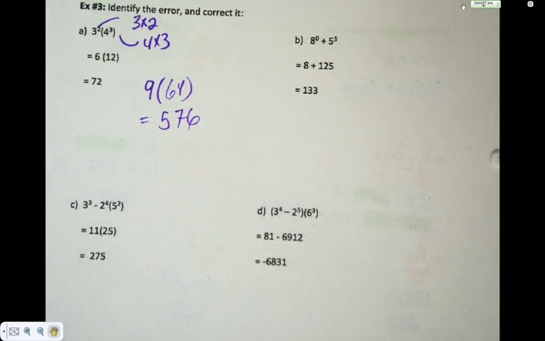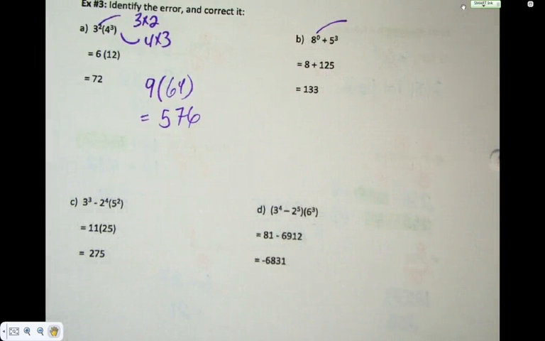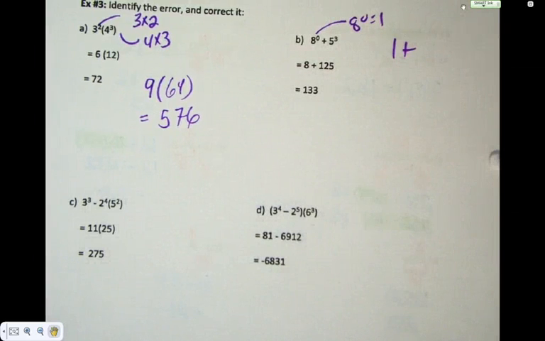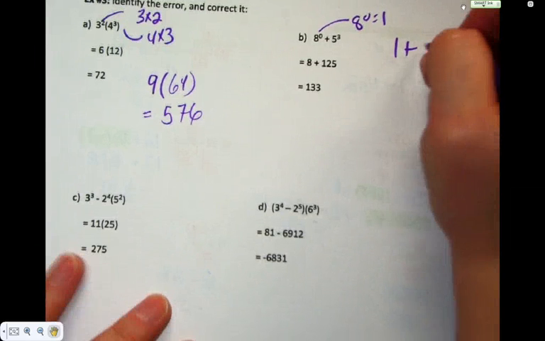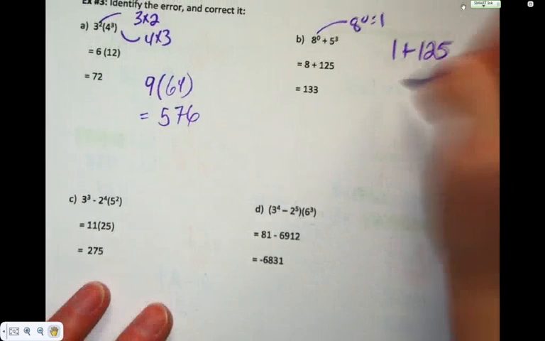B, what did they do incorrectly? Yeah, did they get the 0 exponent law? 8 to the 0 equals? 5 cubed is? Adding we get?